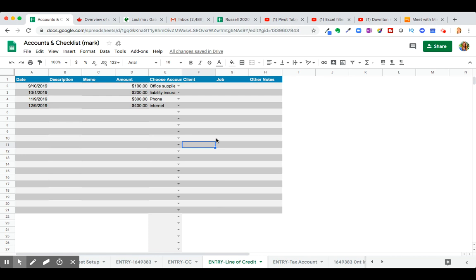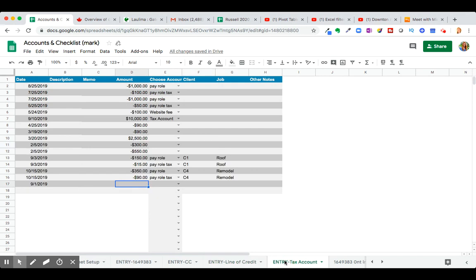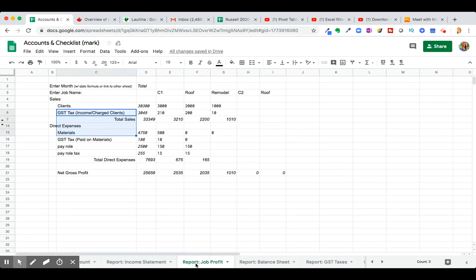On the credit card, same thing. Line of credit, same thing. And the tax account, same thing. So if you want to break out payroll a little bit, you could do that. And then what this would be calculating is your gross profit by job. So this is all for client one, and I gave client one two jobs, a roofing job and a remodel job. And these are kind of automated at the moment, but it's not good enough. So I just wanted to see what you thought of that setup.